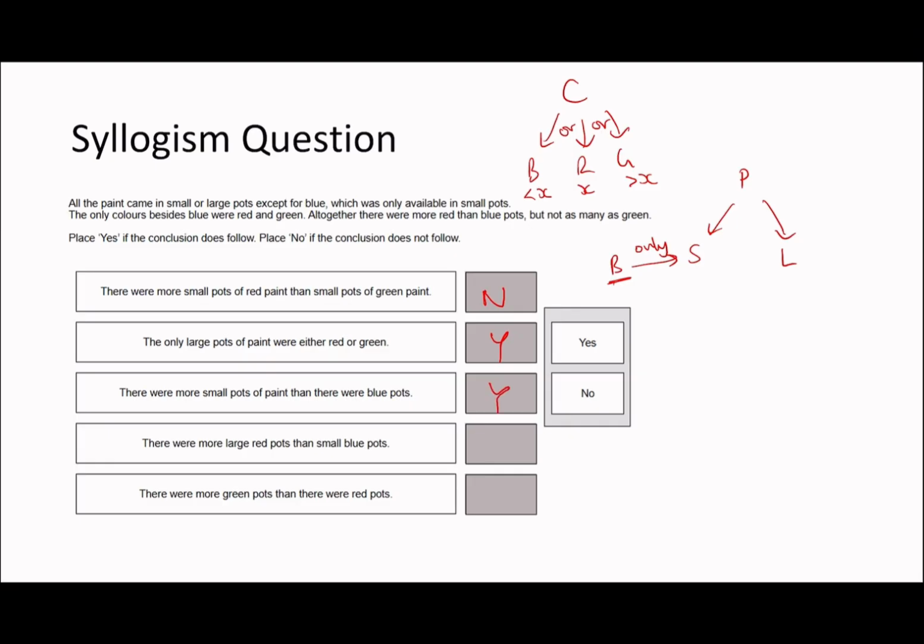Okay, so you can't create a hypothetical here. So if you try to create a hypothetical saying there are more blue pots than small pots of paint, then that'll be wrong. You can't really do that because, like I said, there are small pots of the red and green which kind of tip the number over.